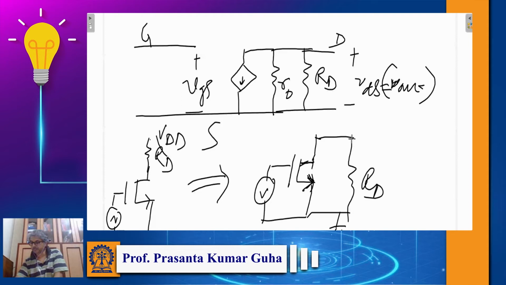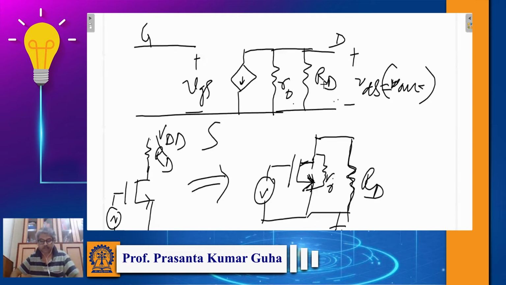So you are removing the supply voltage and putting it to ground. What will happen is, this RD is between drain and ground, and you see R0 is between drain and source, right? So effectively R0 and RD are in parallel. That is what I have drawn here, R0 and RD in parallel, and this is your small signal equivalent circuit.